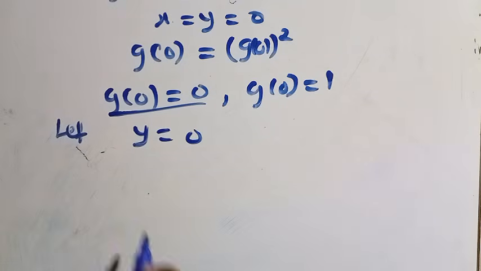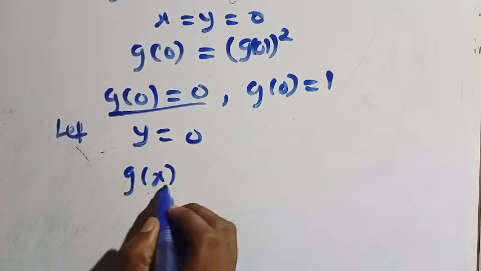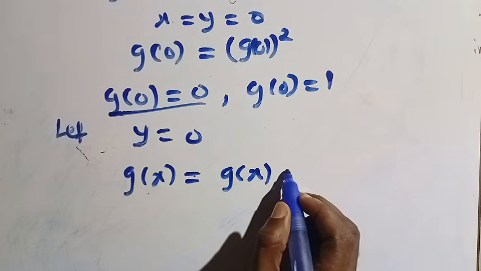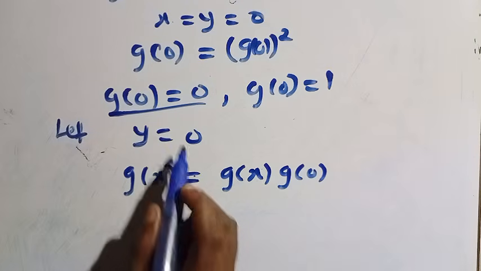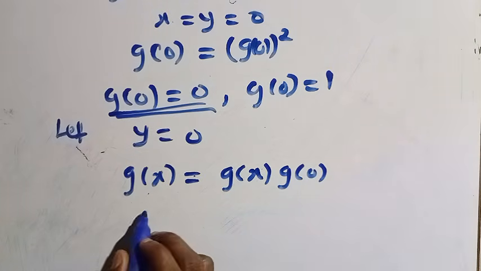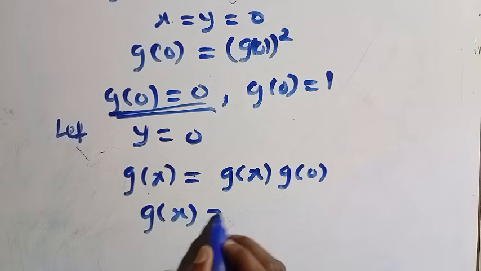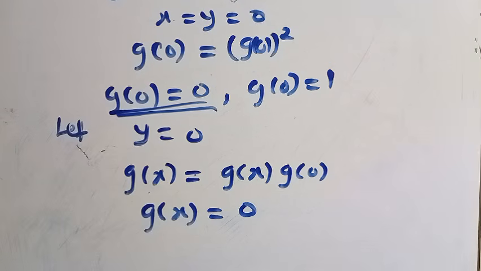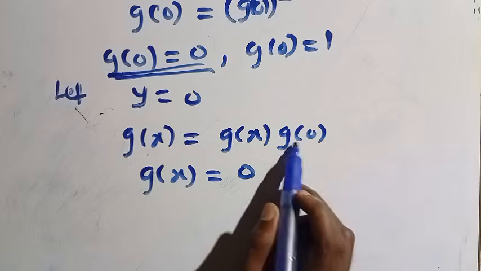So what we get here is g of x equals g of x multiplied by g of 0. But for g of 0 equals 0, definitely we are going to have g of x equals 0. If g of x equals 0, then we are going to have f of x equals 0. This does not make any sense. Okay, this is trivial.